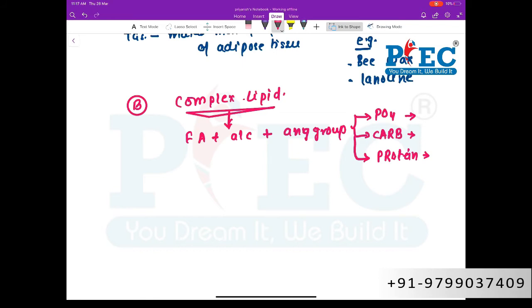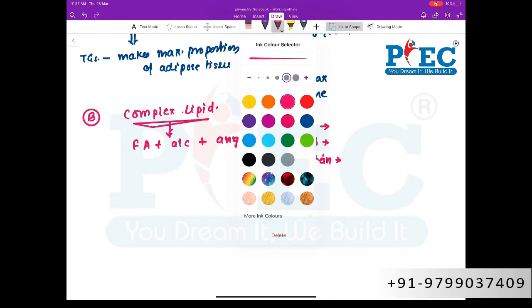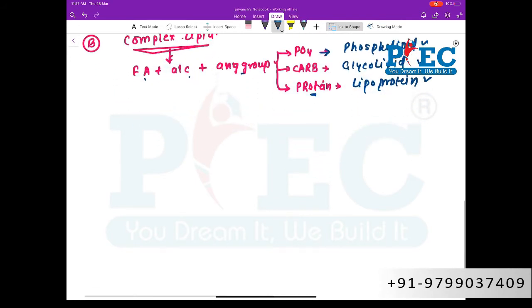Depending on the extra group, the complex lipid can be of different types. If we use fatty acid plus alcohol plus phosphate as the extra group, the complex lipid that is generated is called phospholipid. If we add carbohydrate as an extra group, it will be called glycolipid. If we add protein as an extra group, it will be called lipoprotein. Now we will discuss these three molecules in detail and their examples.